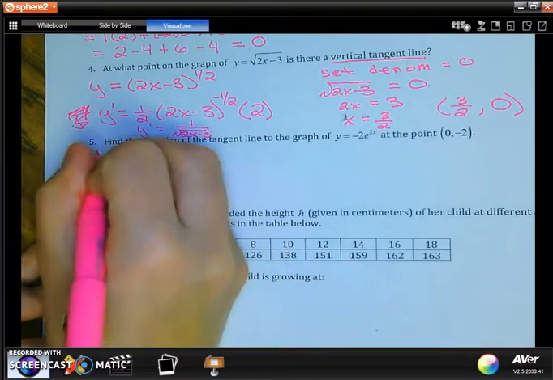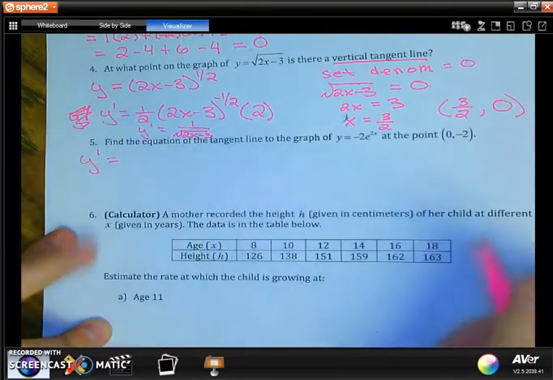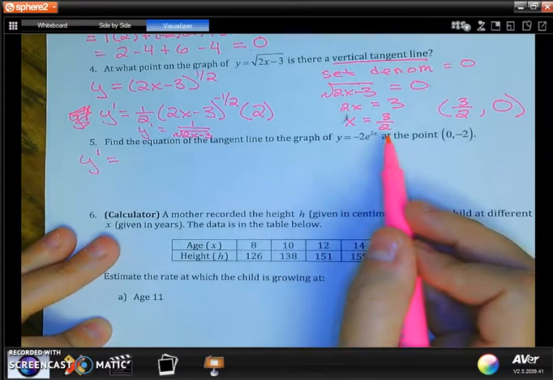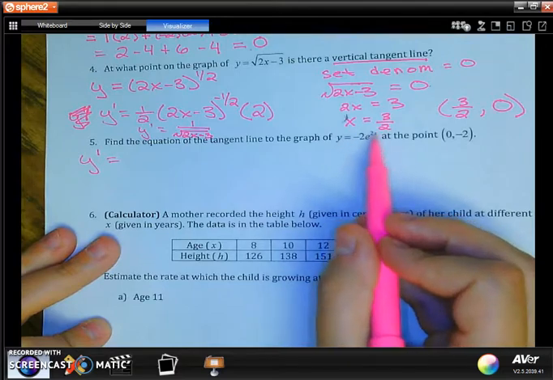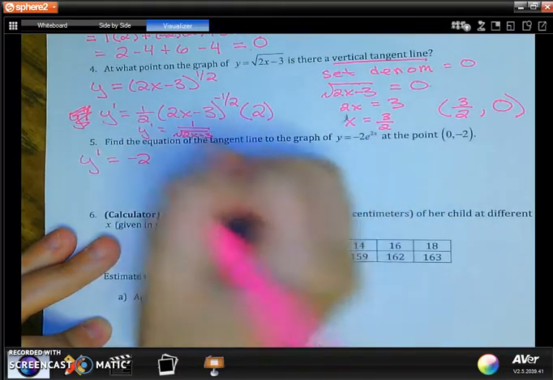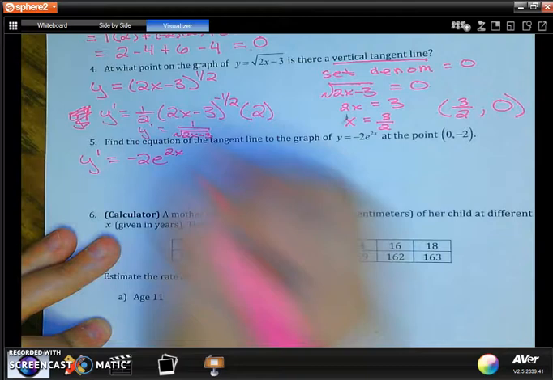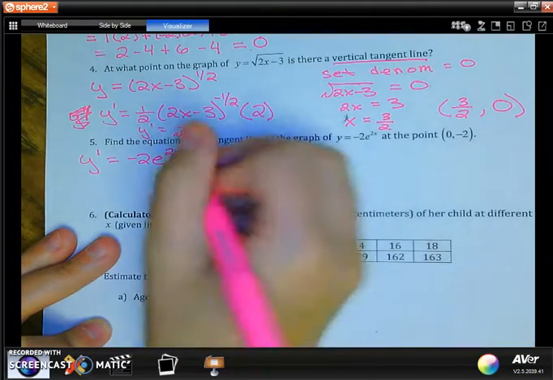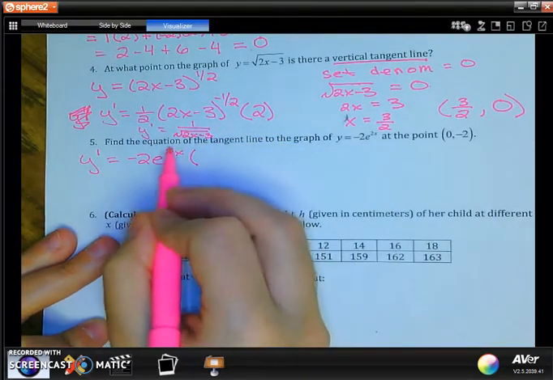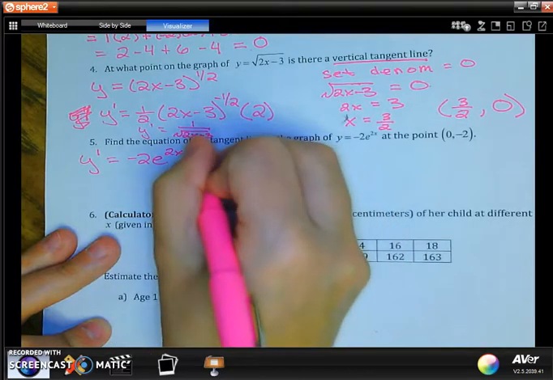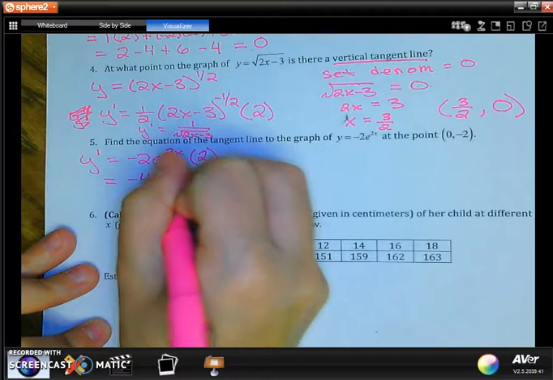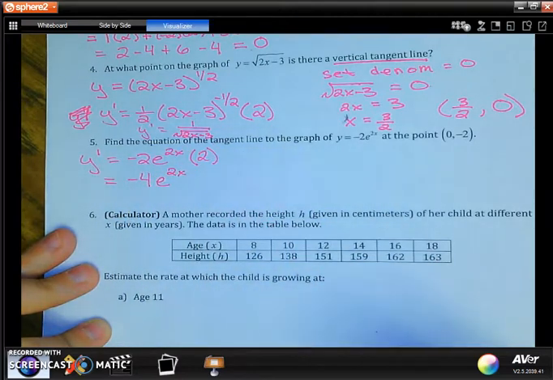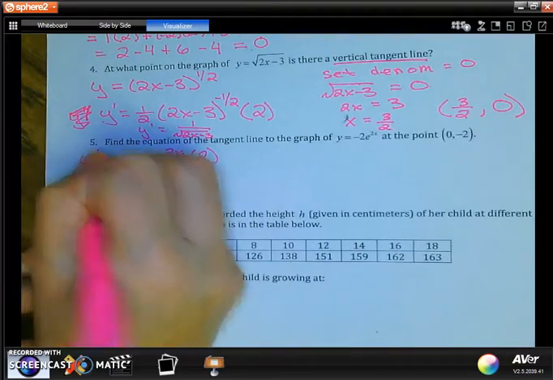So the derivative of e to the whatever is, you recopy the entire thing, just how it is, and then you multiply that by the derivative of whatever the exponent is. So the derivative of that is 2. And of course, yes, you can clean that up into -4e raised to the 2x there. So we've got that as our derivative. Okay, so that's what our y prime is.